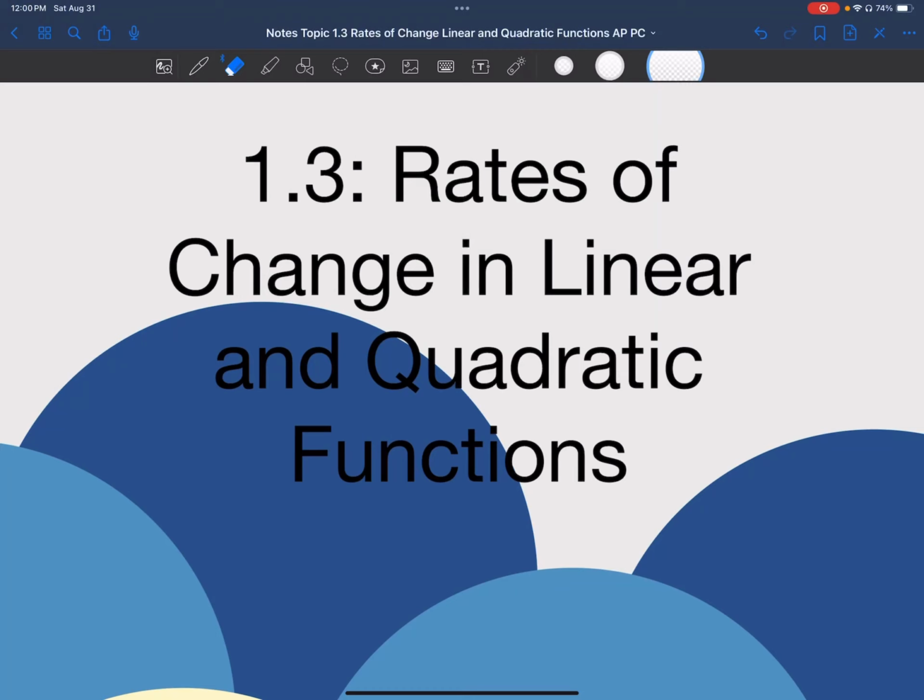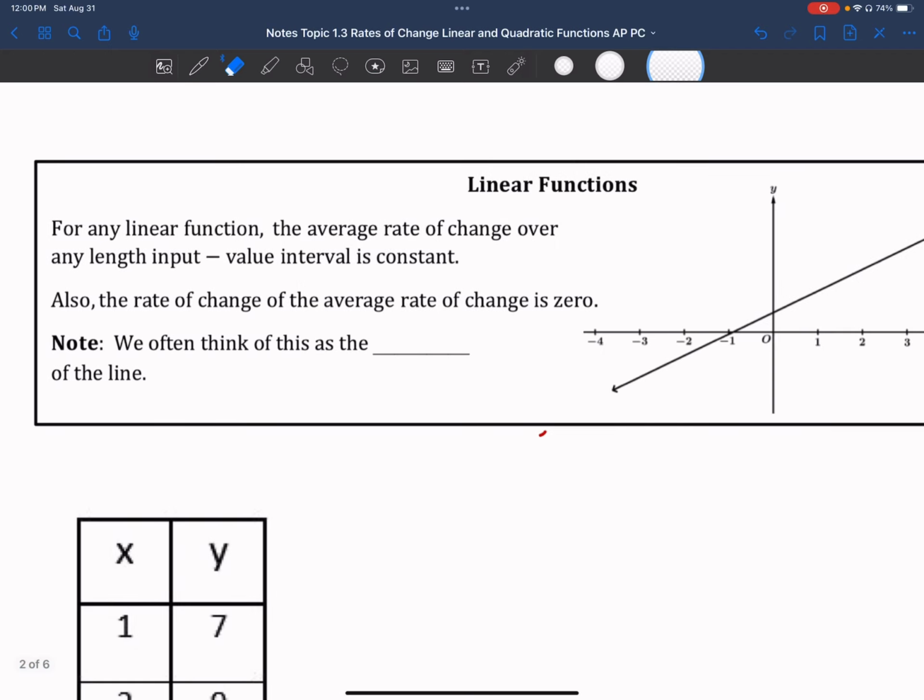Today we will be talking about rates of change in linear and quadratic functions. First, let's look at a linear function. For any linear function, the average rate of change over any length input value interval is constant. Don't forget, when we're talking about input values, we are talking about the x values.